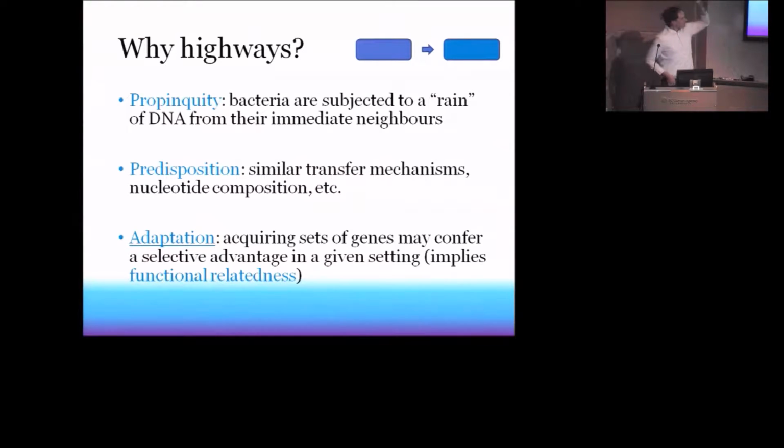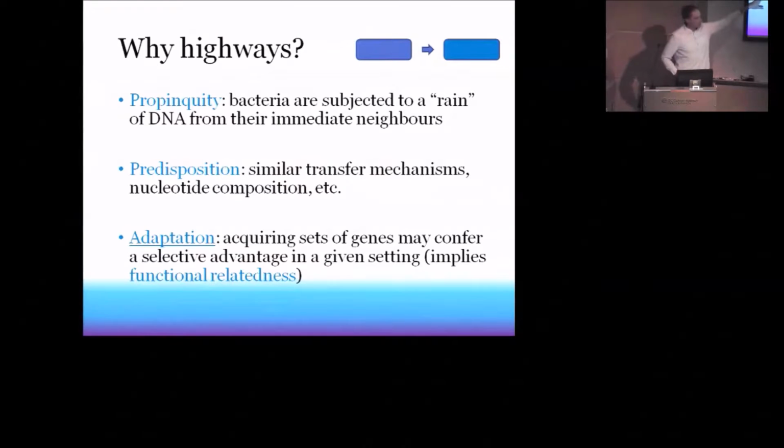Another factor is the predisposition to share genetic material. And this often comes about because different bacteria might have similar transfer mechanisms, right? There's a plasmid that can infect this and that. Also, there are factors like nucleotide composition. It's been shown quite a few times that if our genome compositions are similar, I've got a high proportion of GC and you have a high proportion of GC, then we have a much higher tendency to accept each other's DNA because it's easier for it to recombine into the genome.